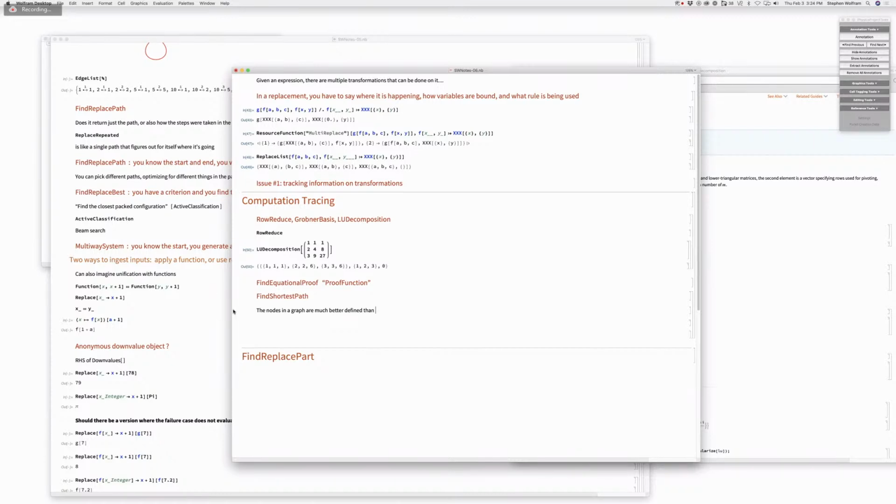But I think this is a relevant point. The nodes in a graph are much better defined than the stages in a computation. When you can represent a computation as a graph, it's very easy to say we got to this stage in the computation. But when the computation is something more like a stage in transformation rules, it's much less obvious what you got to, if that makes sense.